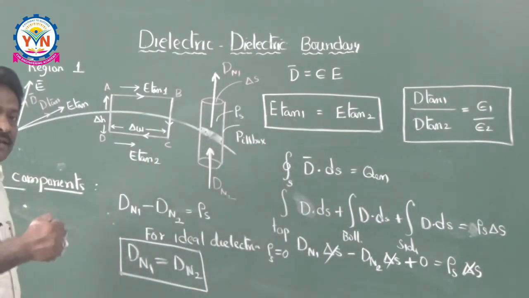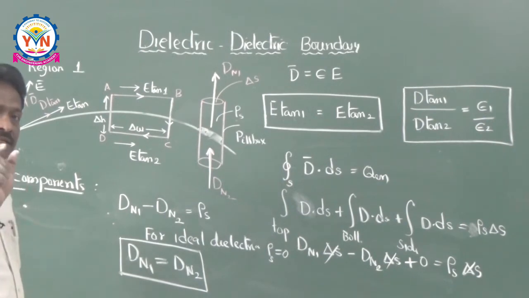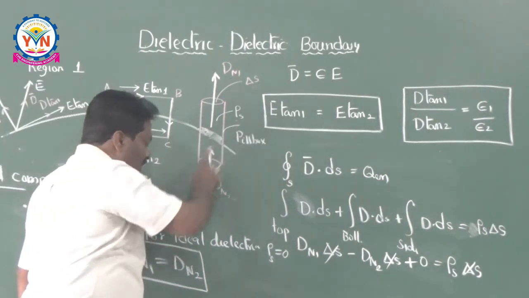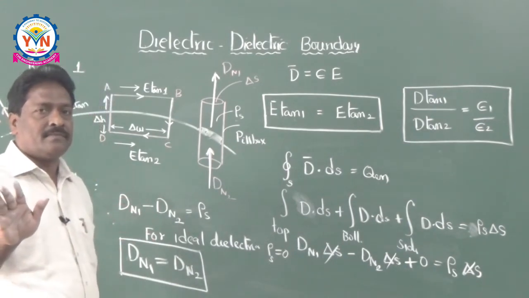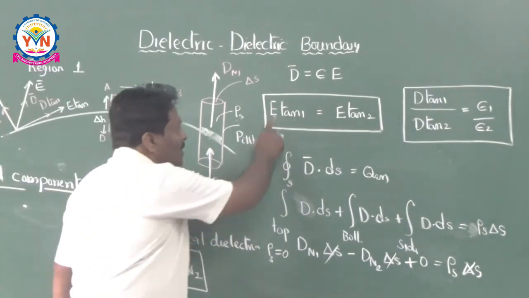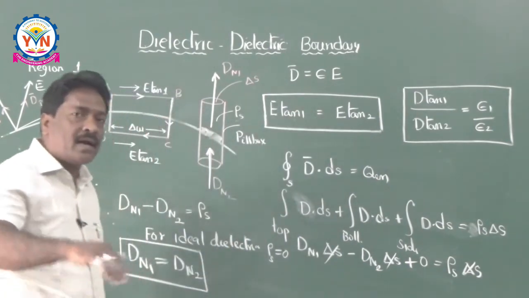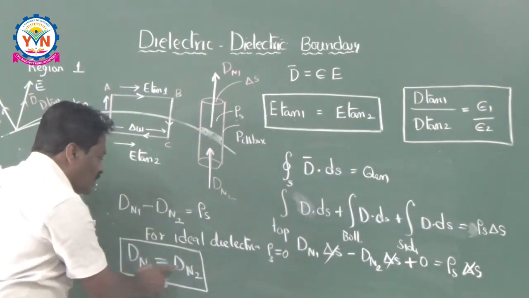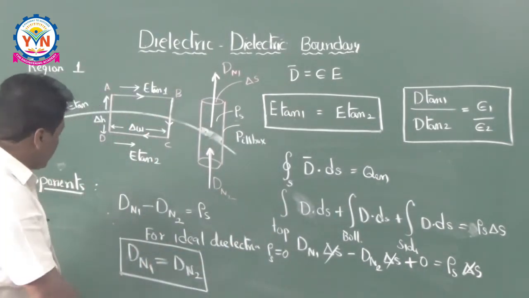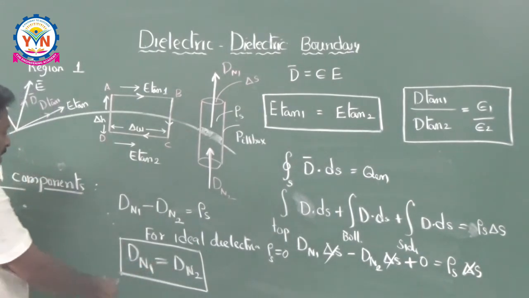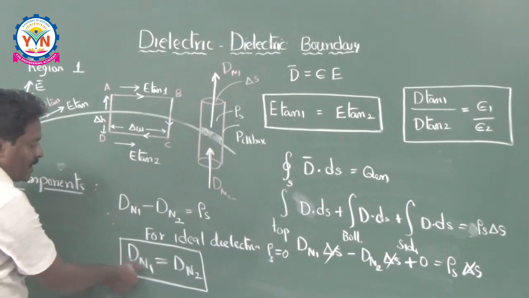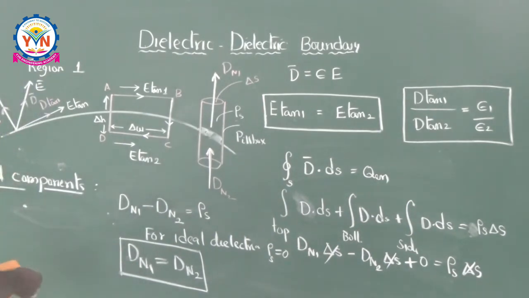Why am I stressing this here? Because students try to understand these equations, which are very much essential to do the problems in all examinations. You have to remember Et1 is equal to Et2, and another one you have to remember is Dn1 is equal to Dn2. Once the normal component of D is given to you, in the place of Dn1, can I write epsilon 1 into En1?